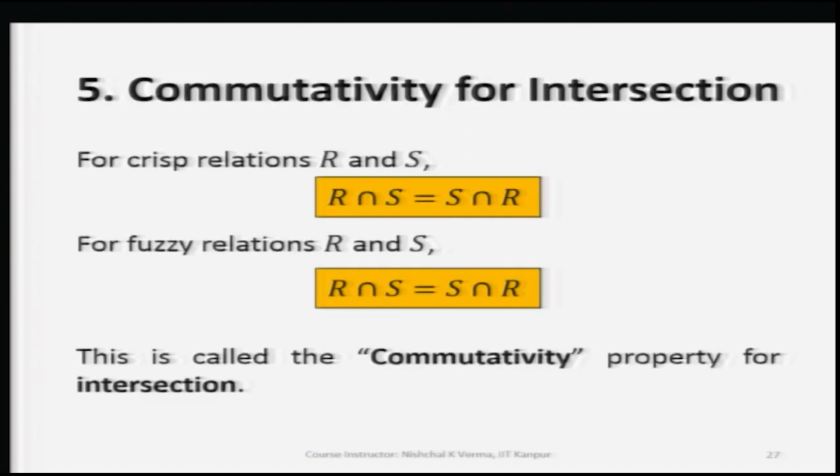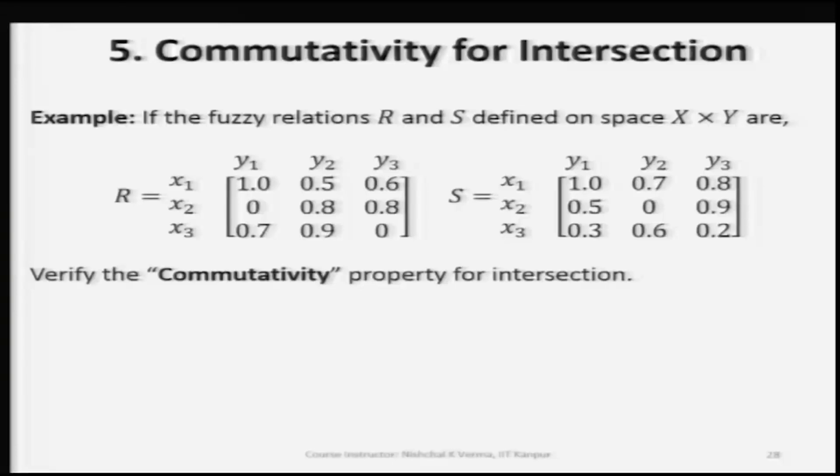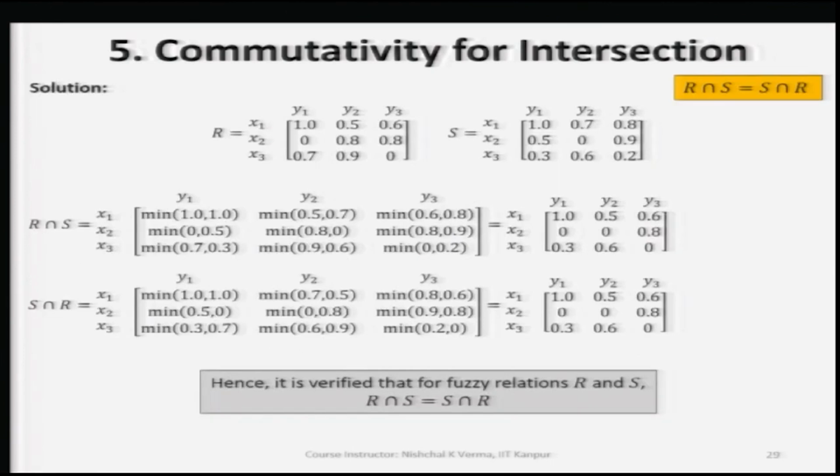Now, let us check the commutativity property for intersection. When we take R and S again, instead of union, let us check this for the intersection. Here this is the R fuzzy relation set, and this is the S fuzzy relation set. Now, let us take the intersection of the two. When we do, we get this fuzzy relation set, which is R intersection S.